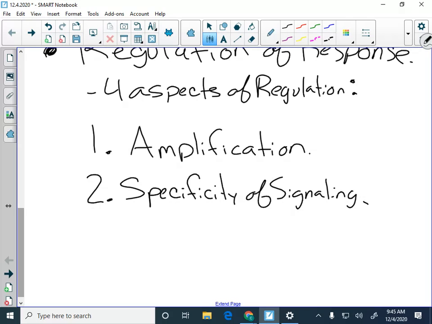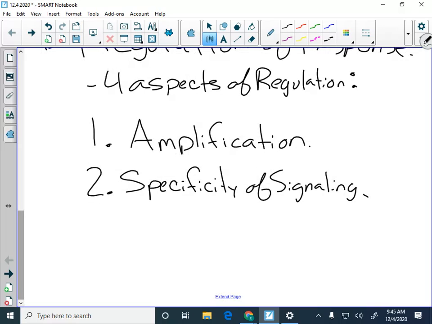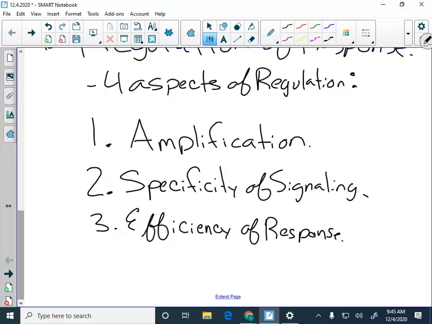When hormones are released into your bloodstream, those can act as signaling molecules, right? So if it's just released into your bloodstream, why is it that certain cells respond to it and other cells don't? That kind of stuff. Number 3 is the efficiency of response. How can we be sure that we are not wasting signaling molecules or wasting the proteins involved in the signal transduction pathway?